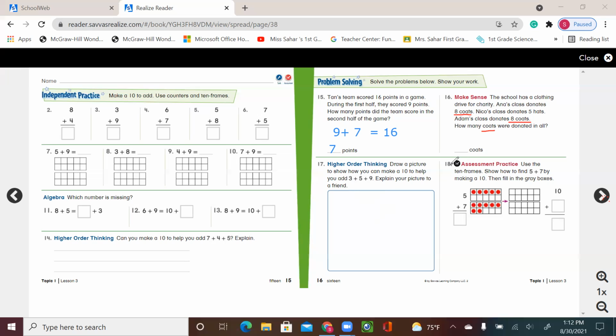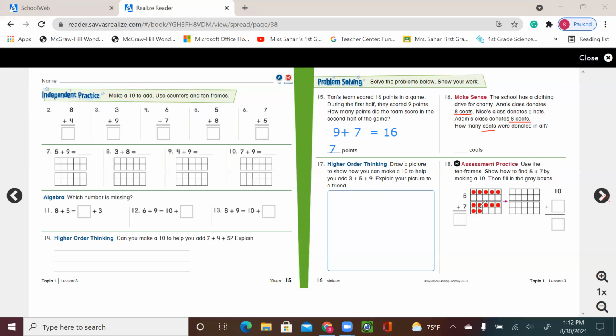Okay. Last question, 18. Use the 10 frames to show how to find 5 plus 7 by making a 10. Then fill the gray boxes. So this is your 10 frames. You have 5 and you have 7.